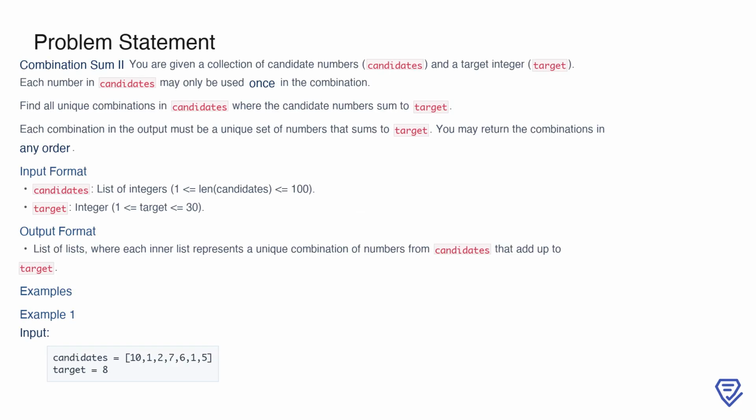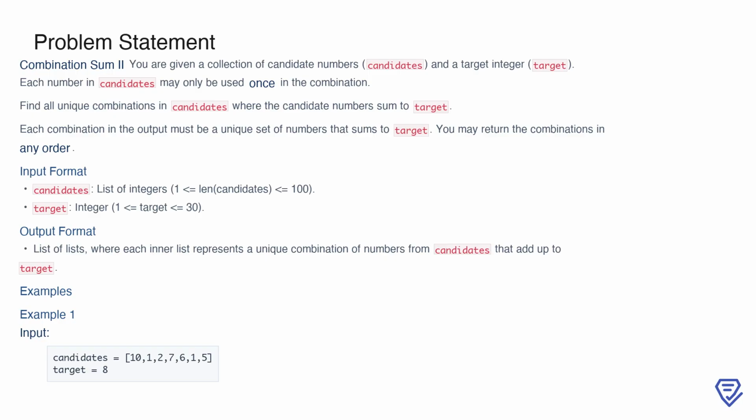In this problem, you are tasked with finding all unique combinations of numbers from a given list, called candidates, that add up to a specified target value. However, unlike some similar problems, each number in the candidates list can only be used once in a combination. This means if a number is used in a combination, it cannot be reused elsewhere in the same result.